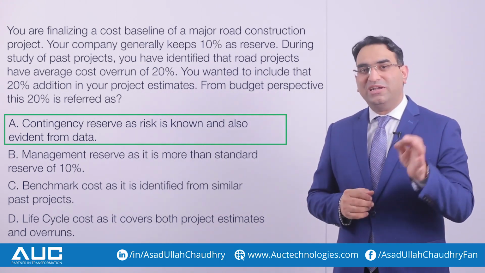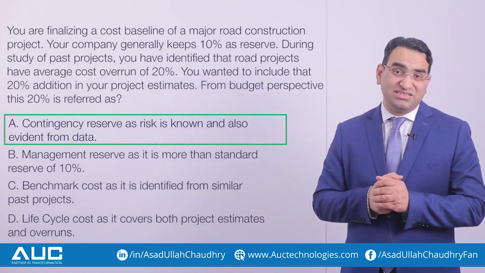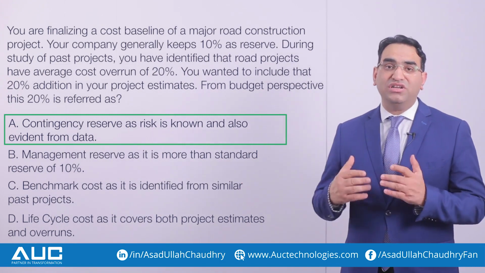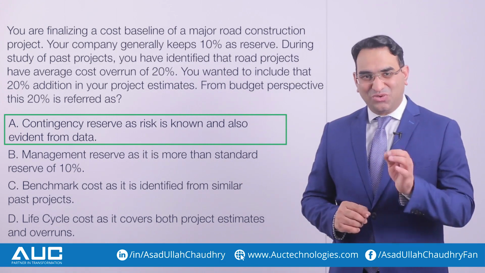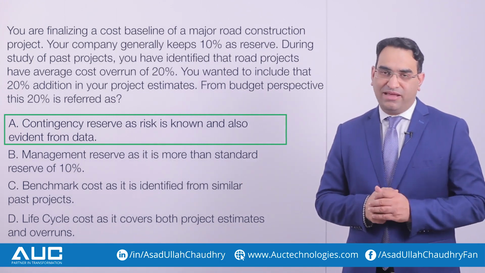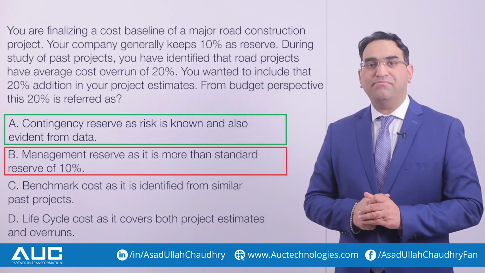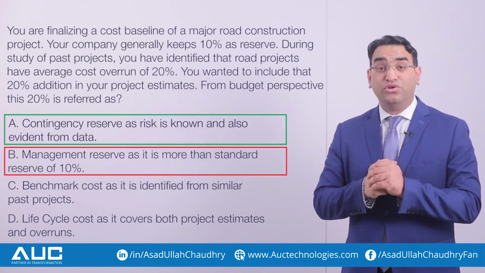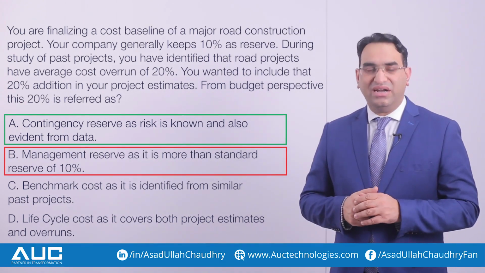In fact, this 20% number is from the Oxford research. Oxford did a research and they found out that the average cost overrun of construction projects across the globe is 20%. So from the management perspective, from the concept of the question perspective, it is not a management reserve. It is not an unknown risk. So the answer still is option number A, contingency reserve.